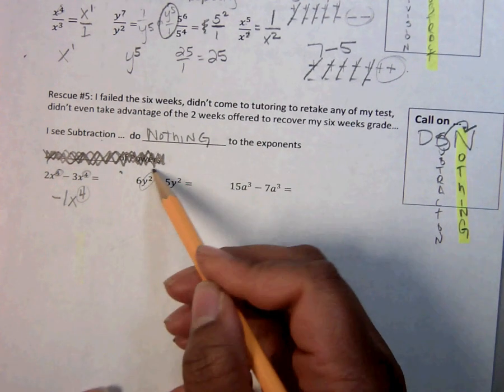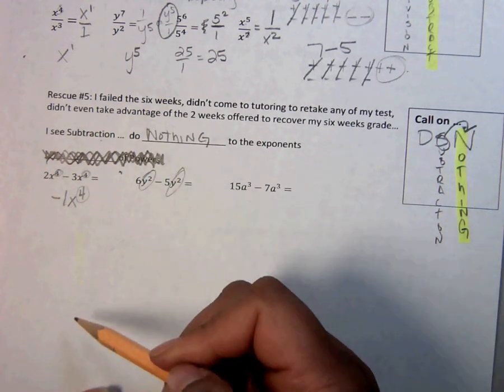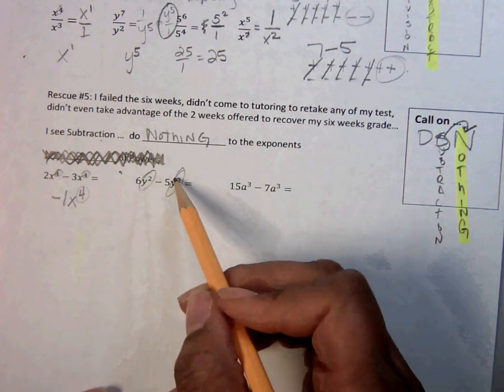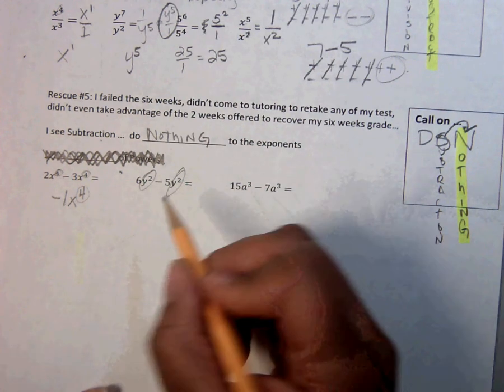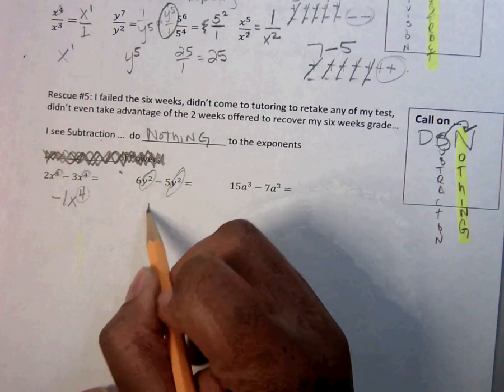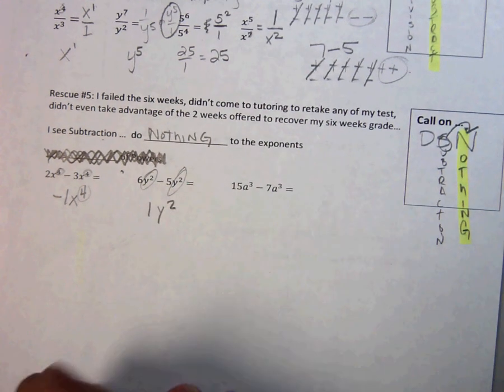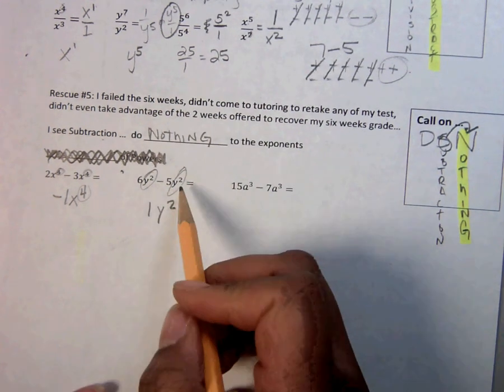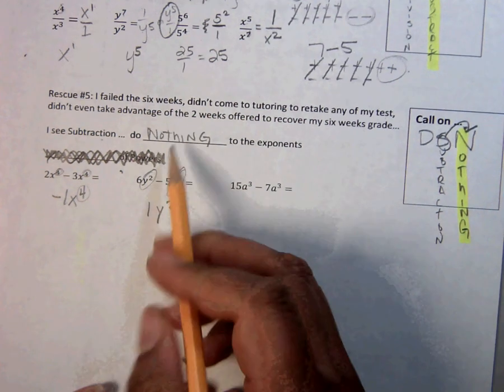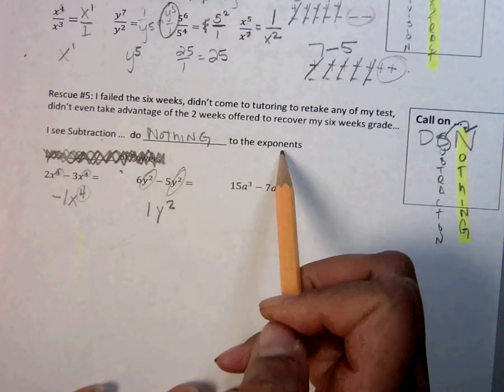So I have y squared here. I have y squared here. That means these can go together. So how many y squareds in all do I have? Well, 6 minus 5 is 1. So I have 1 y squared. And if you notice, the exponent did not change. We did nothing to the exponents.